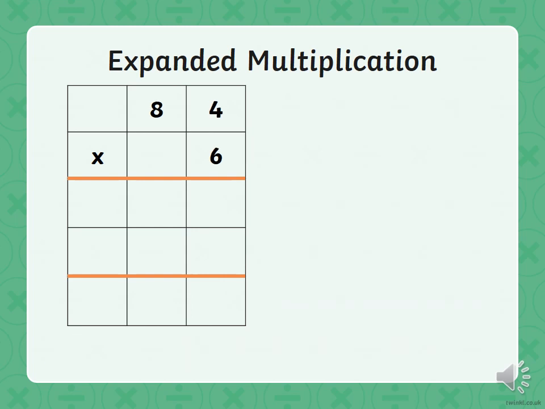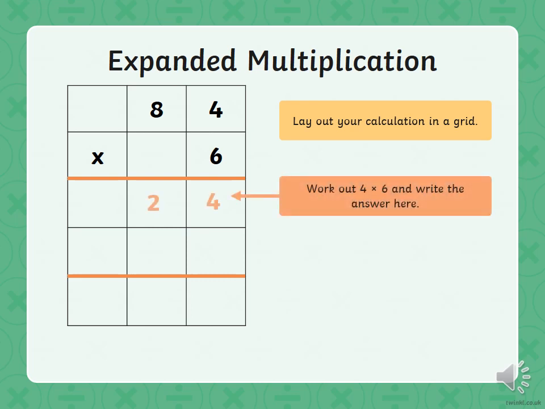Okay, now let's try this one. I want you to pause the video again and attempt this one by yourself. The layout has been done correctly on this video. Make sure you are setting out your calculations correctly on your piece of paper. Okay, so your calculations laid out. Work out the 4 times 6. Write the answer in there.